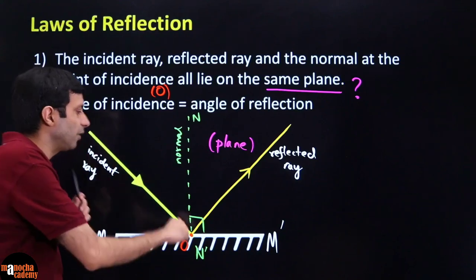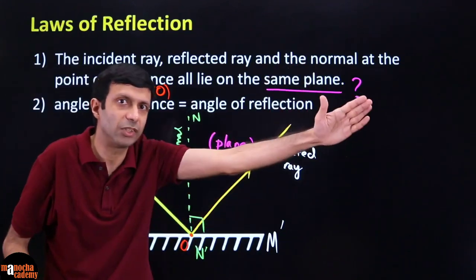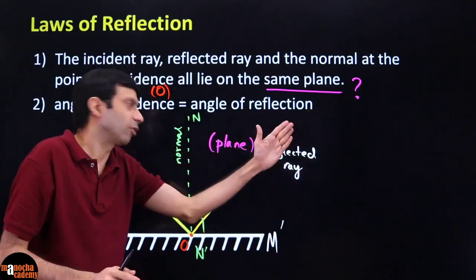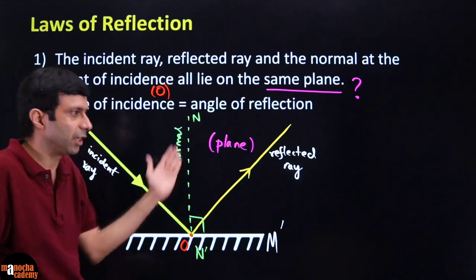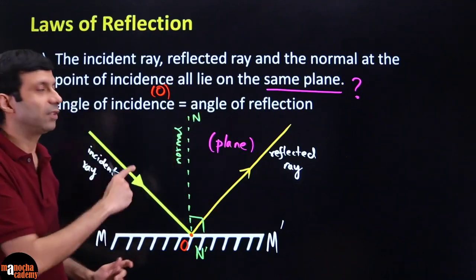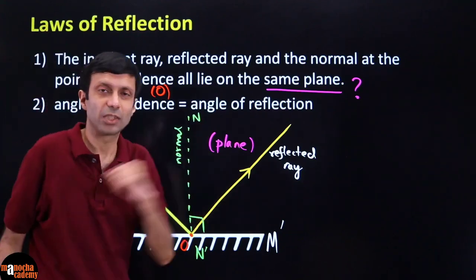Is it that the incident ray is like this and the reflected ray is coming out in 3D, coming out of the digital board? No, it is lying on the same flat surface. The normal also is drawn on the same flat surface. It is not outside, correct? So this is a very important concept, that this is the plane here. Okay, so the first law is done.